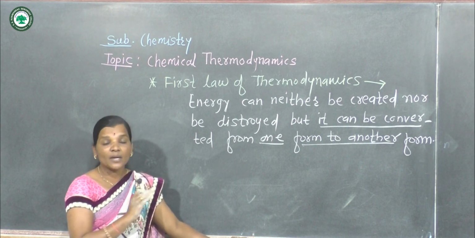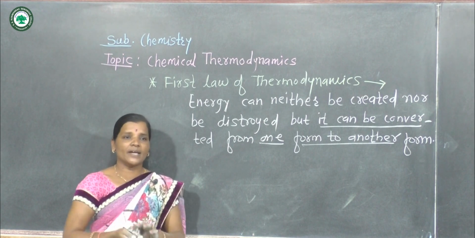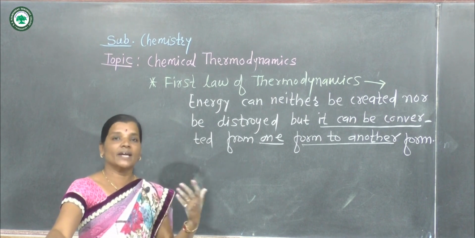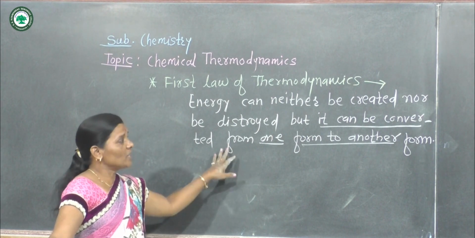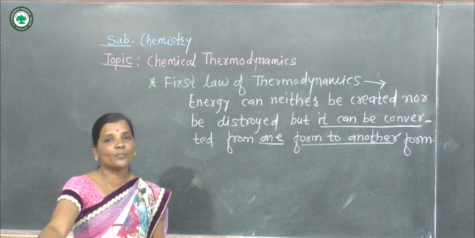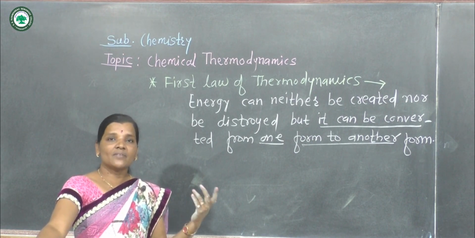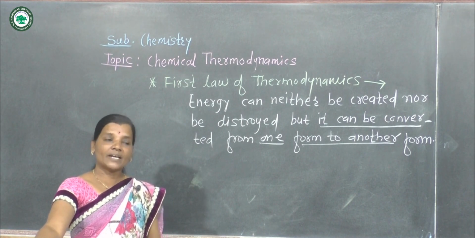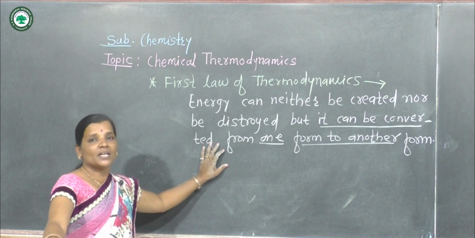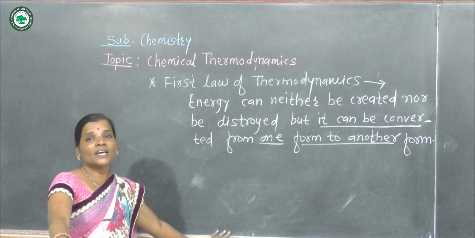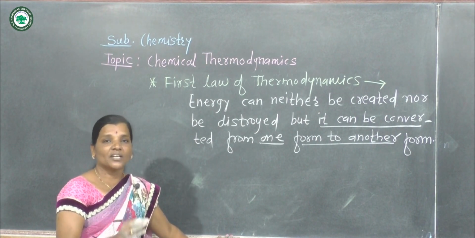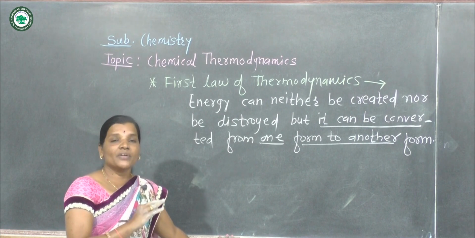Energy can neither be created nor be destroyed. That means energy cannot be created; it cannot be prepared by using any machine. There is only an exchange of energy. One form of energy can be converted into another form. For example, chemical energy is converted into electrical energy, and electrical energy can be converted into chemical energy. Energy can be changed, but we cannot destroy any type of energy.